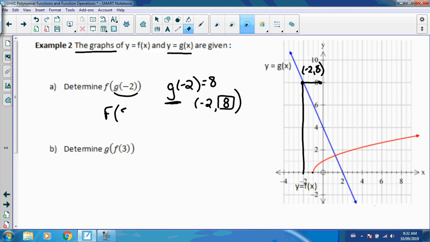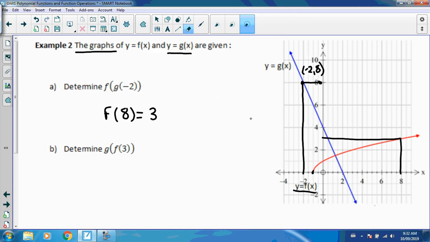So now I'm going to substitute that back in here just like I did before. So the f of 8 is what I'm really looking for. So now I'm looking on f of x, which is this function, 8. I go up, and that is 3. So this is 3. So I can say then that the f of the g of negative 2 is 3. Okay? And this one, why don't we pause here and give this one a try too?